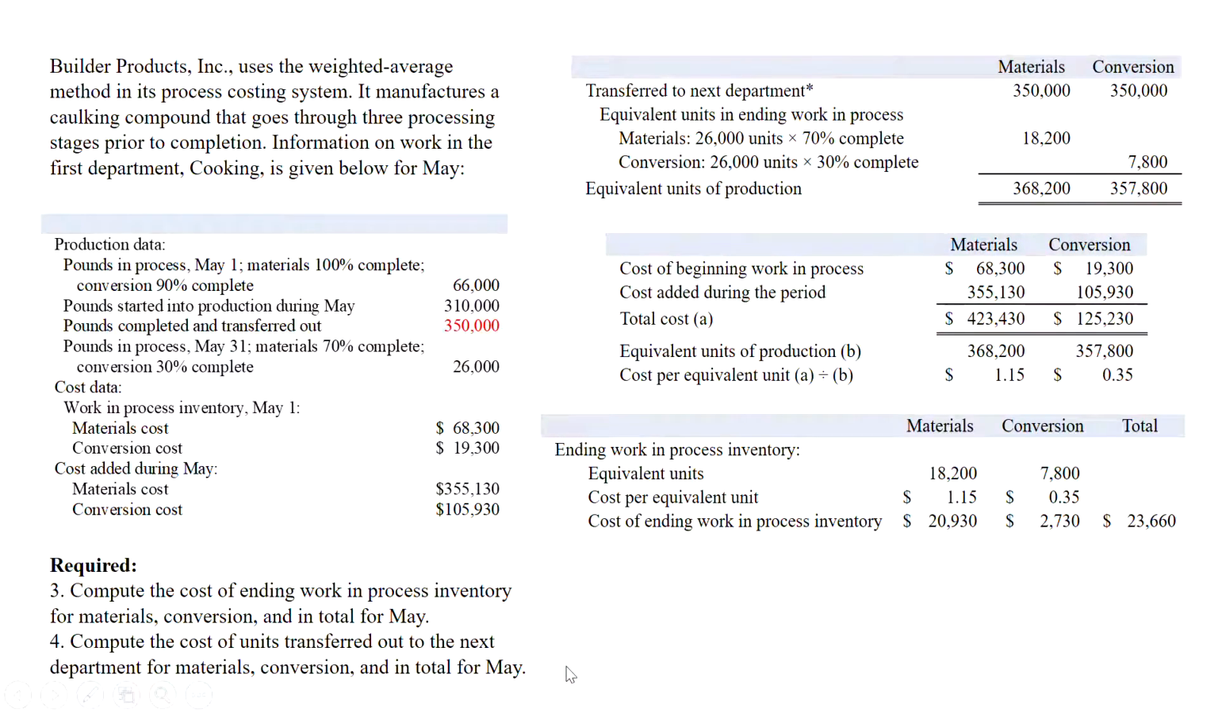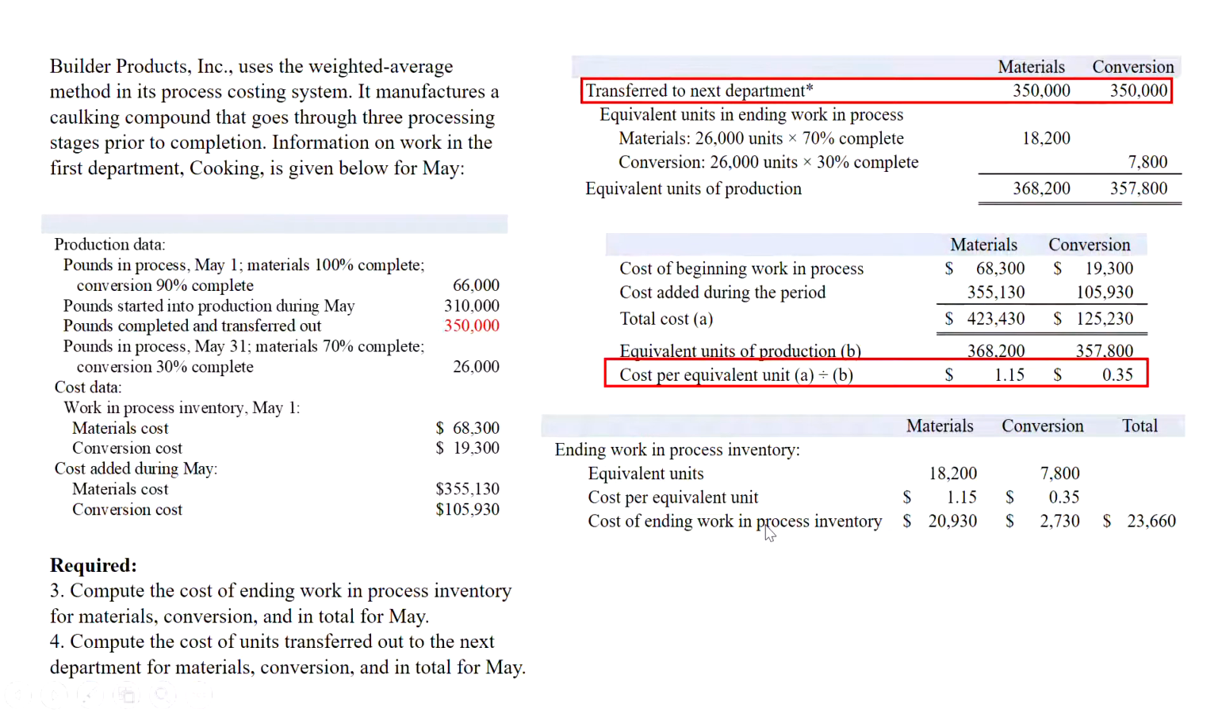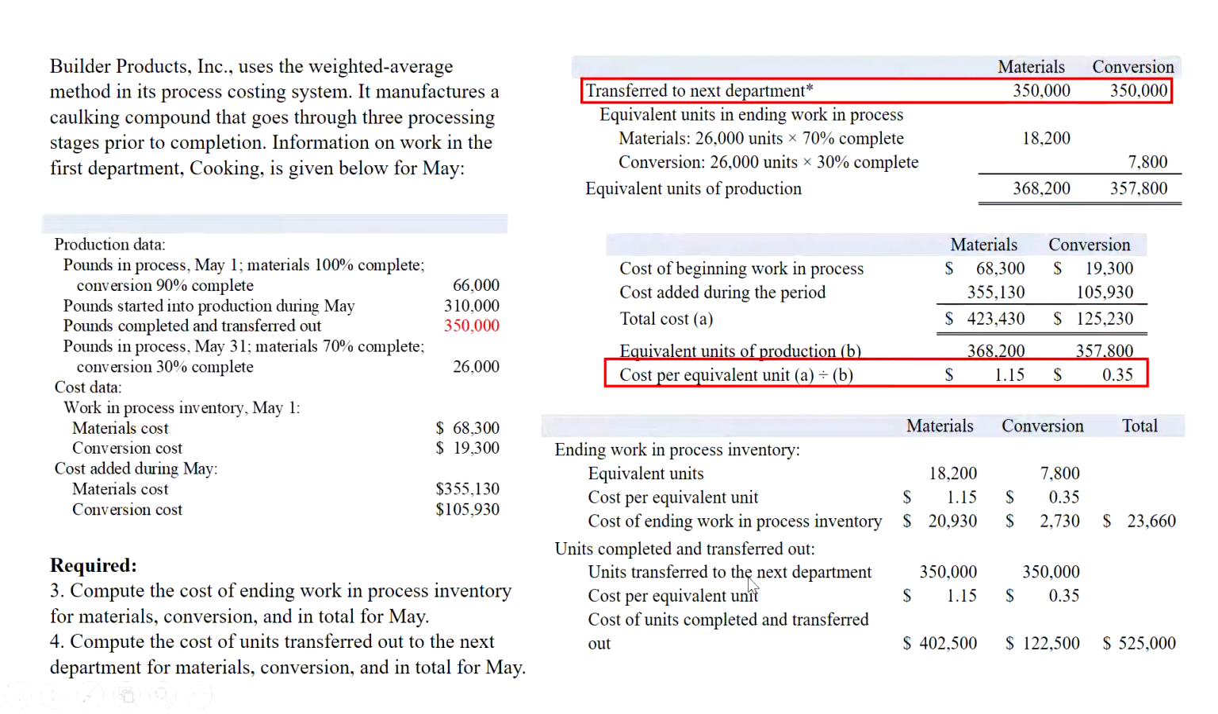I'm going to go after the cost of the units that were actually finished as of cooking department and transferred to the next department. So again, I'm going to start to look at what seems relevant. Cost per equivalent unit still is information I need. I can use that for both work in process and units completed. But this time I'm looking at completed units, and that's the same for each of these. It's 350,000 pounds of this caulking material. So we'll start to fill this in.